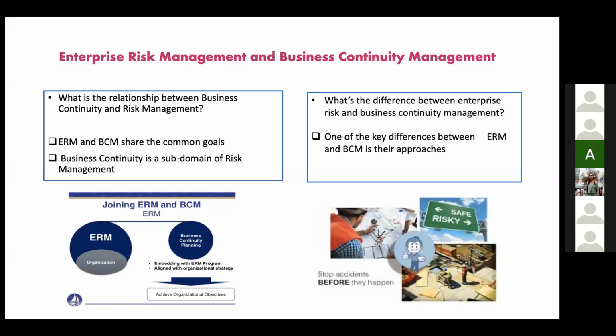So one of the key differences between ERM and BCM is their approaches. Due to the preventive nature of ERM programs, enterprise risk management is a largely strategic undertaking. It's focused on understanding and planning for hypothetical situations. Business continuity management, on the other hand, is much more tactical. It's focused on the actual way that an organization should act when a business disruption occurs. Next slide, please.